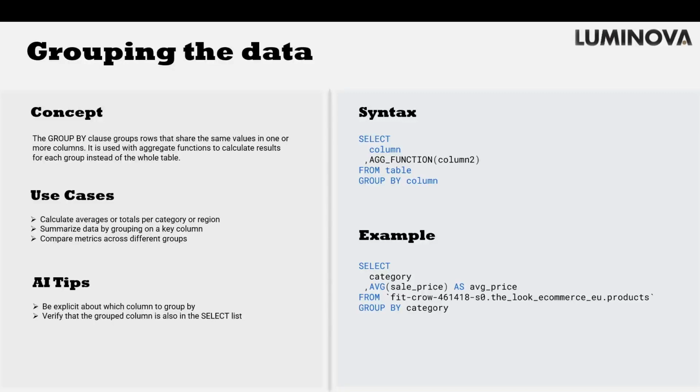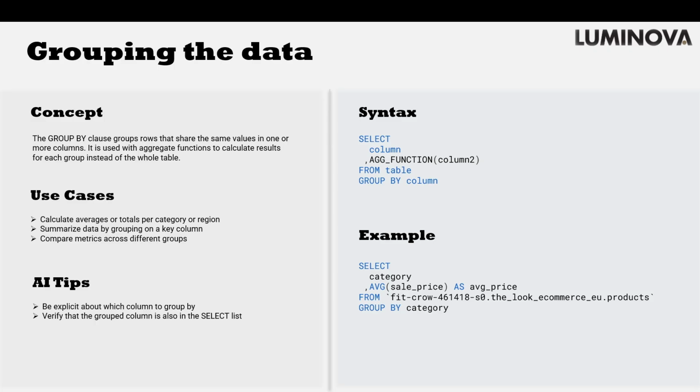In this lesson, we are going to look at how SQL can group rows together using the group by clause. So far, we have learned how to summarize an entire column using aggregate functions like min, max, AVG, and standard deviation. But sometimes you do not want just one number for the entire table. Instead, you want those numbers broken down by category, by region, or by some other column.